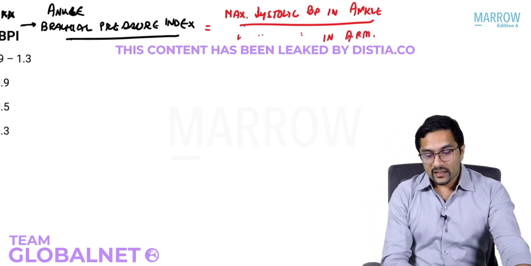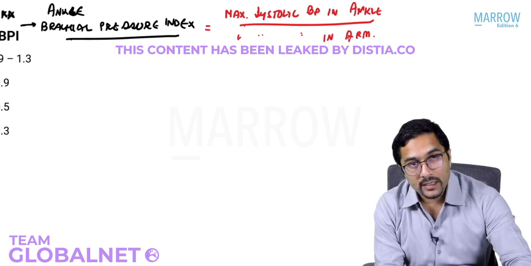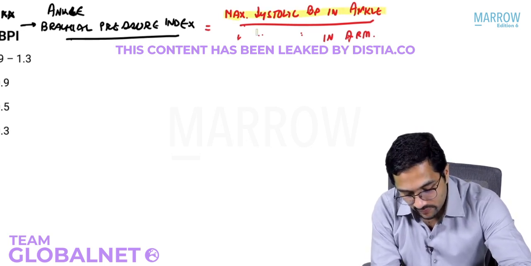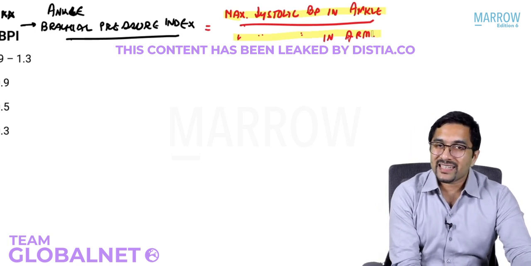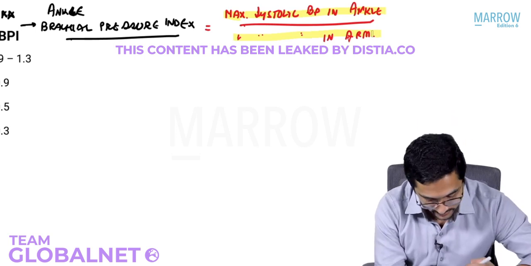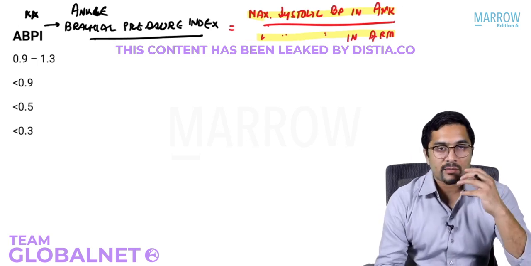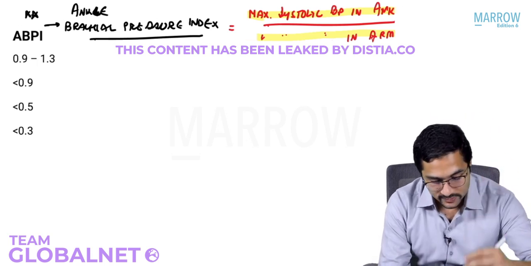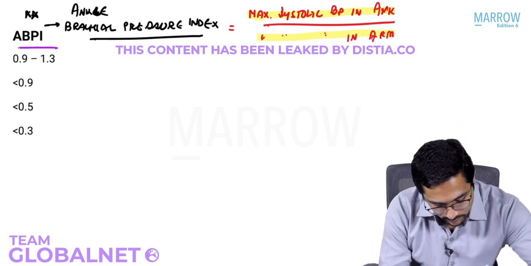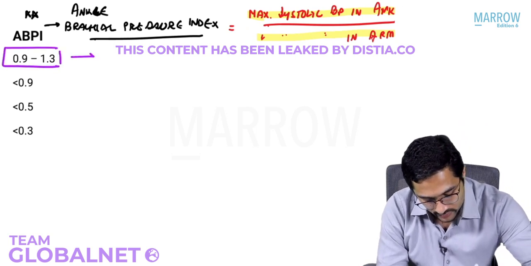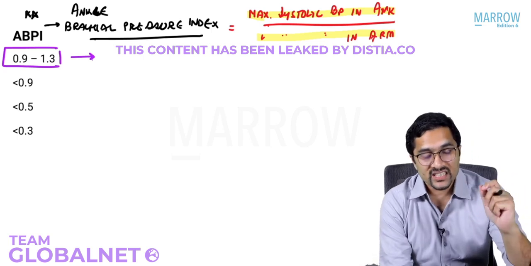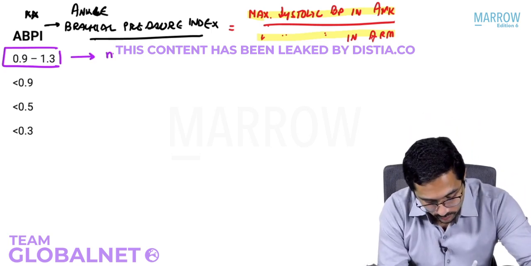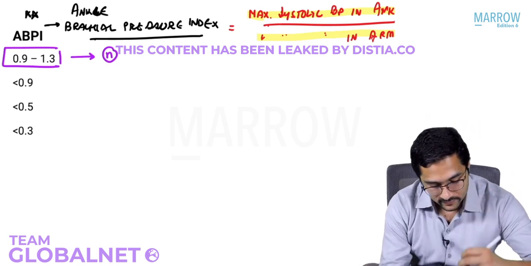So that is your ankle brachial pressure index, and you have to take multiple readings, and you will take the maximum value at the ankle divided by the maximum value at the arm, and that's how you will get the reading of ankle brachial pressure index. Now, what does this signify to us? If the reading is between 0.9 to 1.3, according to the latest Bailey and Sebastian, I'm telling you the latest values, 0.9 to 1.3 is considered normal.